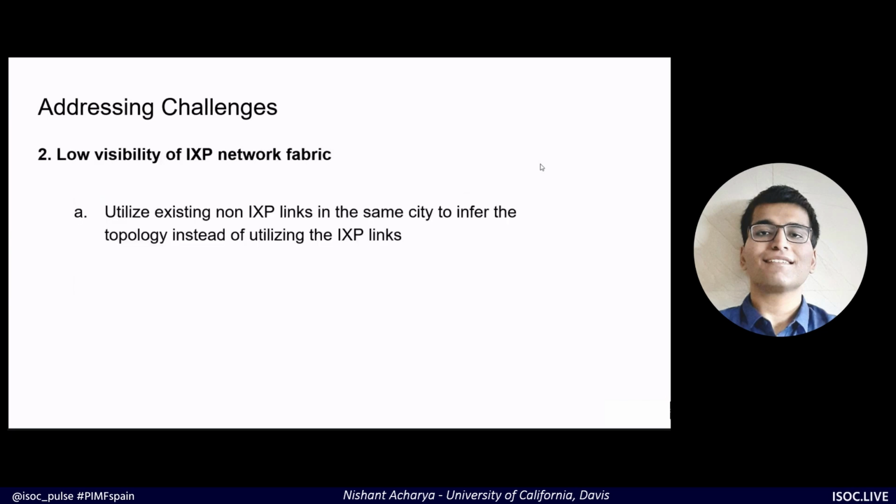The second challenge we aim to address is the low visibility of IXP network fabric. The main idea is that we want to identify the inclusion of IXP links, we want to get the traffic to them, we want to get the path information, but IXPs just might not show up or might not reply. To address that, we use non-IXP links in the same city, and the idea here being that the traffic profile should not change by that much.